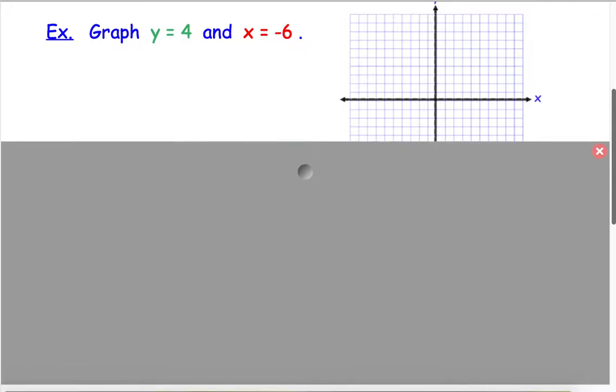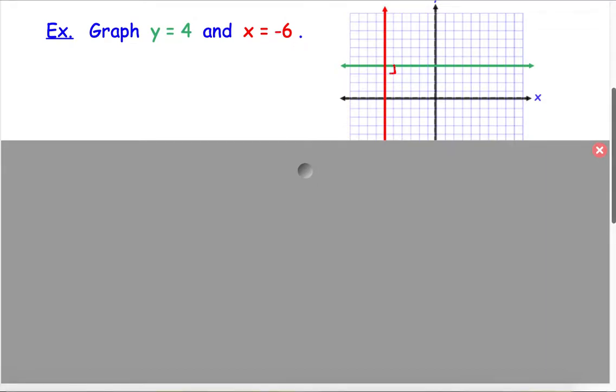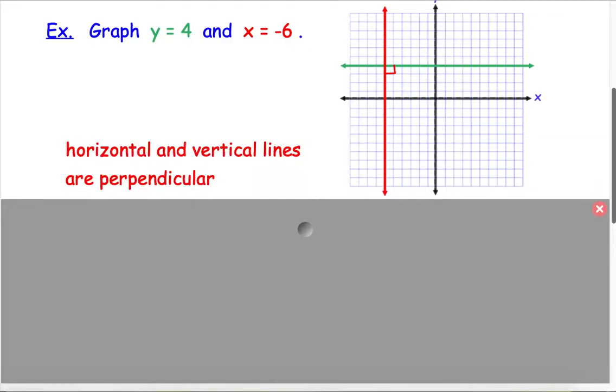So let's graph that. y equals 4, that's going to be 1, 2, 3, 4, that's a horizontal line right there. And x equals -6, it's right there. And as you can see, those two form a right angle. So we know that they are perpendicular. So a horizontal and a vertical line are always going to be perpendicular.